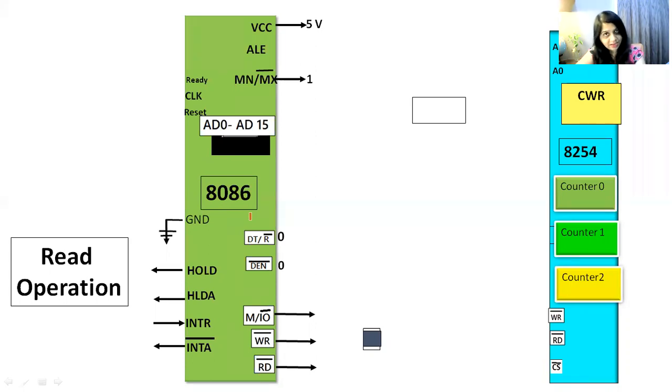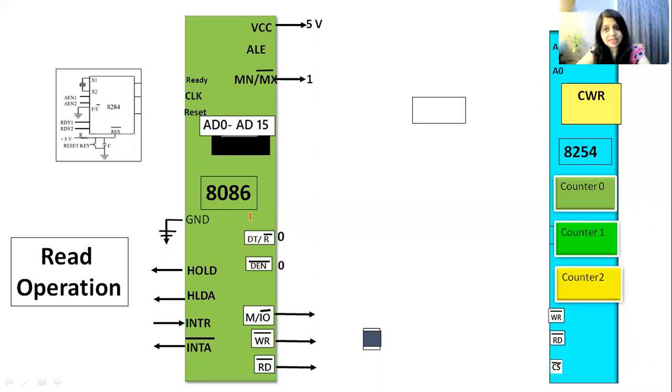We have already studied it in detail, but still, just see, it is 8086. On the left hand side, there are three inputs, that is ready, clock and reset. Here we apply the 8284 clock generator IC. At the clock generator IC, there are two inputs, that is X1 and X2. At these inputs we apply a clock pulse signal.